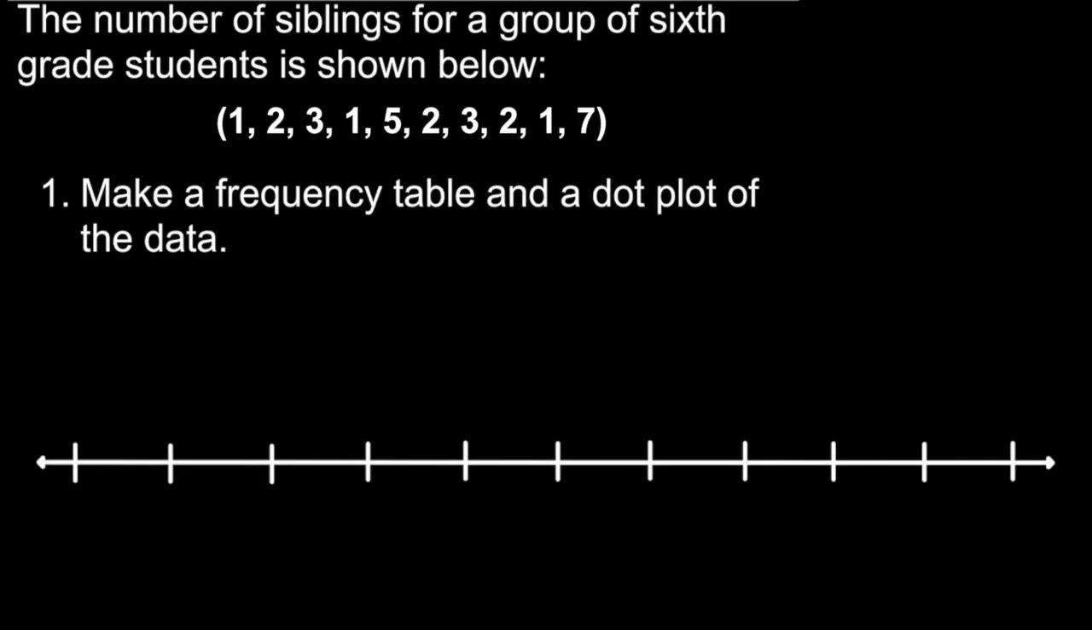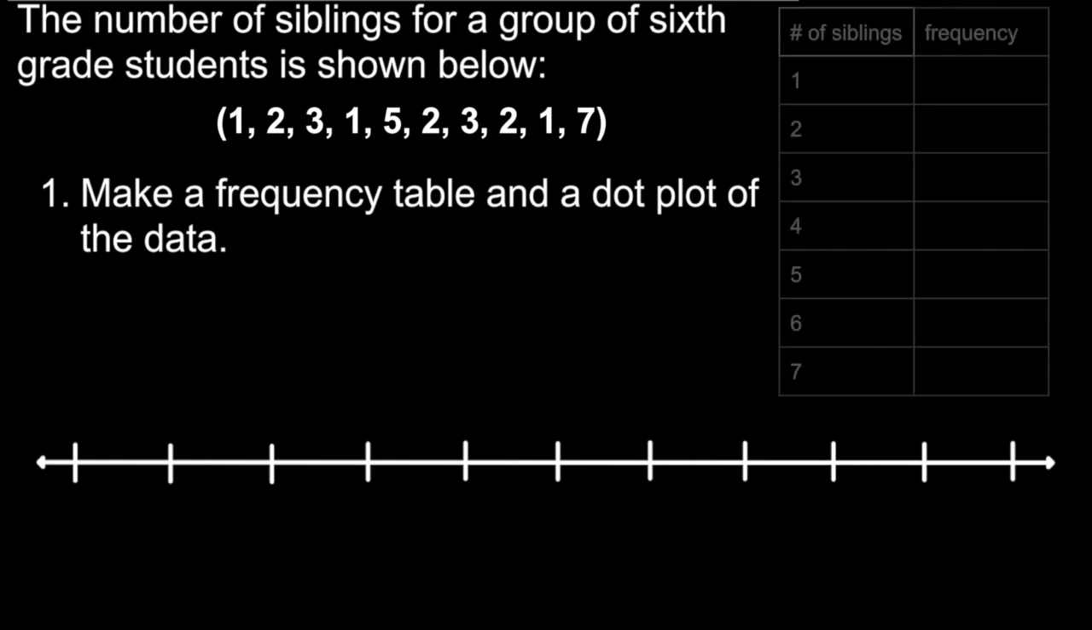Okay, so we're going to start by looking at a set of data. So if we interviewed people and asked how many siblings they had, it's a statistical question because there's variability. Different people would have different answers to that question, and all of my answers are numbers. So here's my data. The first thing that we want to do is make a frequency table. So to do that, I'm going to make a table that has two columns.